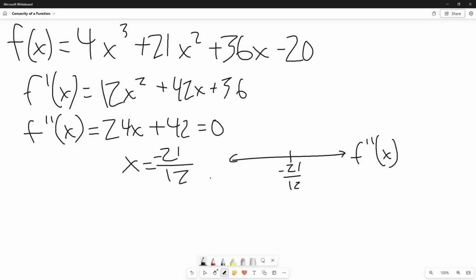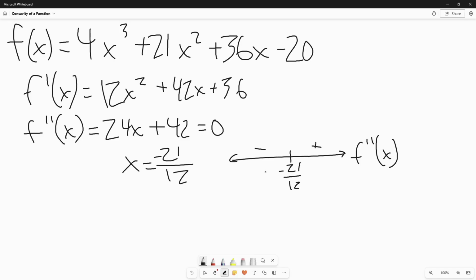And what we need to do is plug in values that are less than negative 21 over 12 and more than negative 21 over 12 into this expression to determine if it's positive or negative. For example, if we plug in 0, that is more than negative 21 over 12, and 24 times 0 plus 42 is positive. And if we plug in negative 2, that is less than negative 21 over 12. 24 times negative 2 is negative 48 plus 42, still negative.